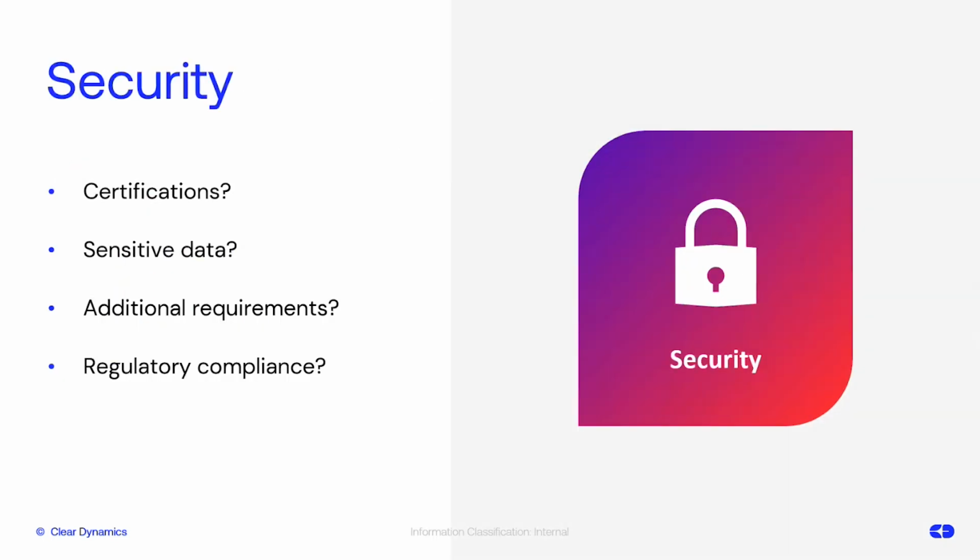When it comes to security, you want to be thinking about things like certain certifications, and that might be with the vendor, or they might be certain certifications you need to hold. You want to think about any regulatory compliance things you need to consider as part of your business, any specific additional requirements you may have for that particular system or for your business, and any particularly sensitive data that might be living in that system and how you're going to handle and manage that.